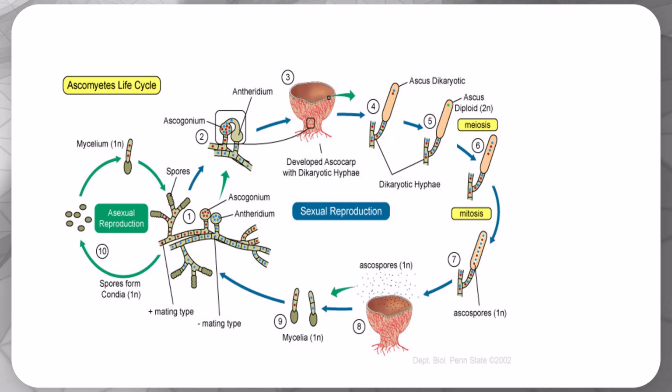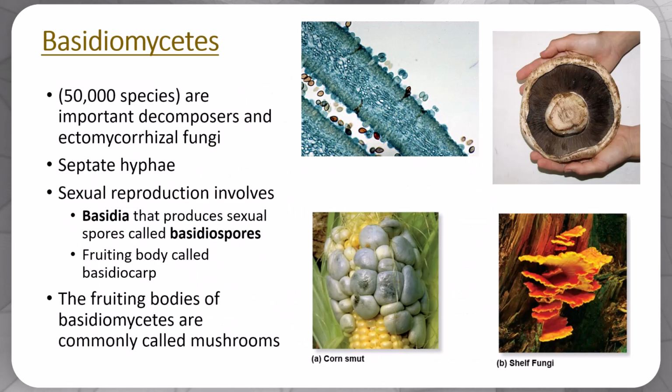Here's a typical life cycle of the Ascomycetes. They could do either asexual reproduction or sexual reproduction. If they do sexual reproduction, positive and negative compatible mating types grow together and the hyphae fuse, then the nuclei fuse in that fruiting body, and then that diploid ascus undergoes meiosis to produce spores. Those spores are multiplied with mitosis, and then those spores can grow up to become new mycelia or new fungus.